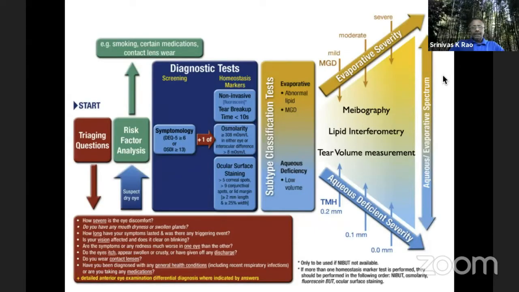So this is the standard slide that we are using now because this is the DEWS-2 report, which is taken as the guideline by most people at the moment. They said that we can ask a lot of questions, and if this suggests that there is a problem, then we do a questionnaire to document the extent of the patient's symptoms. And then we do these three tests, NIBUT, osmolarity, and ocular surface staining. If there's a loss of homeostasis in any one of these, we conclude that there is indeed a dry eye. And in order to try and segregate the patient into the aqueous deficiency or the evaporative dry eye part of the spectrum, we look at the Meibomian glands by meibography, we look at the lipid layer by interferometry, and we measure the volume of the tears.